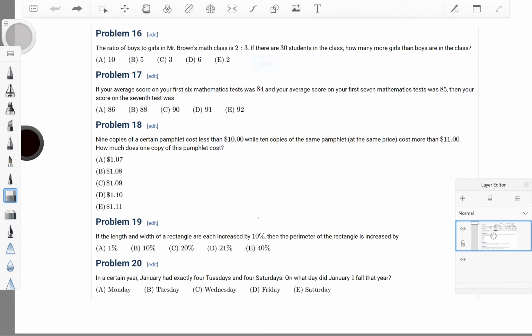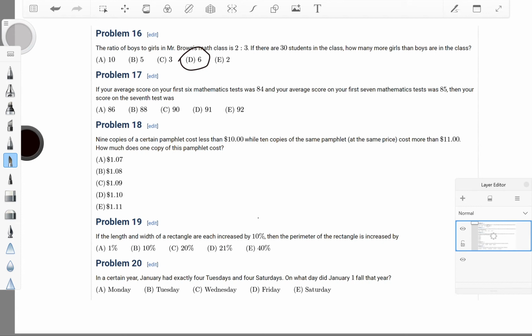Okay. What is our answer? It is 6. Okay. If your average score on your first 6 mathematics tests was 84 and your average score on your first 7 mathematics tests was 85, and your score on the 7th test was blank. Right. So let's do this. You have the first 6 mathematics tests was 84.